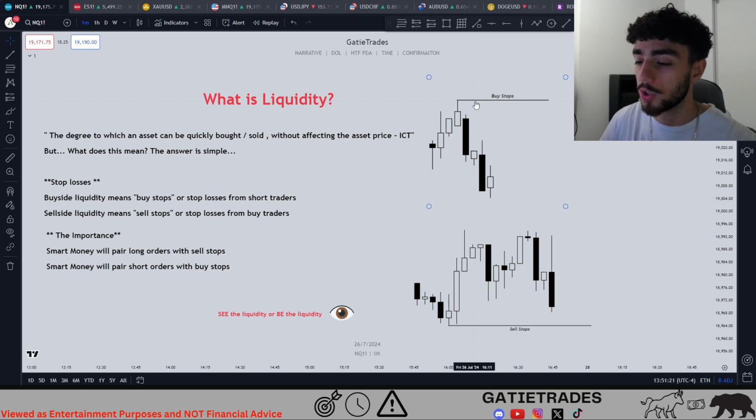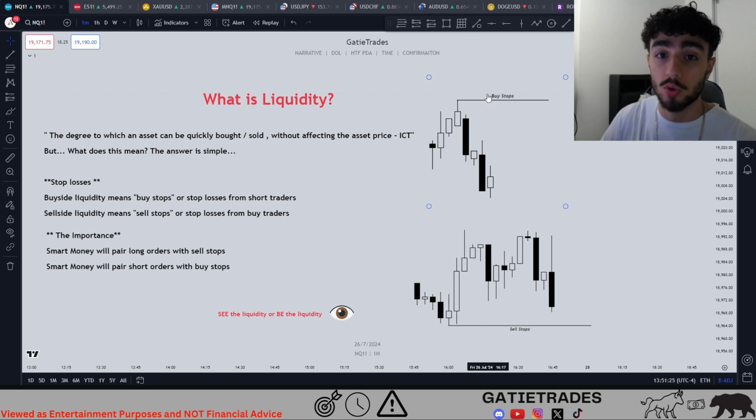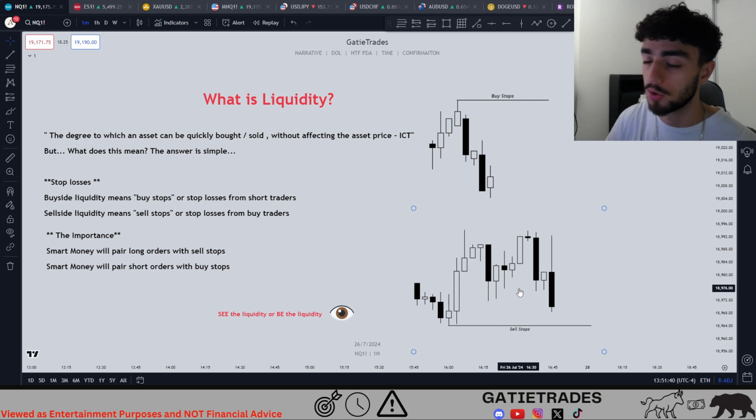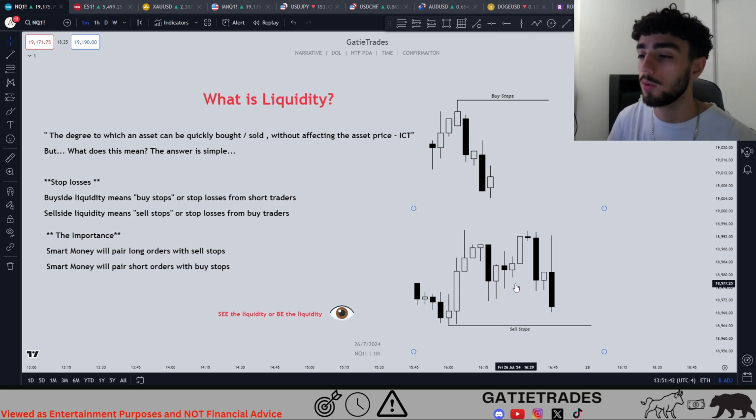Usually when traders go short, they'll put their stop loss above a high, meaning that there's liquidity above that high. So if price were to go up there, smart money would pair orders and these stop losses would get raided. People would lose money once price came up here because those are stop losses from short traders, and then vice versa for sell stops. So that's the idea of how liquidity works and stop losses.